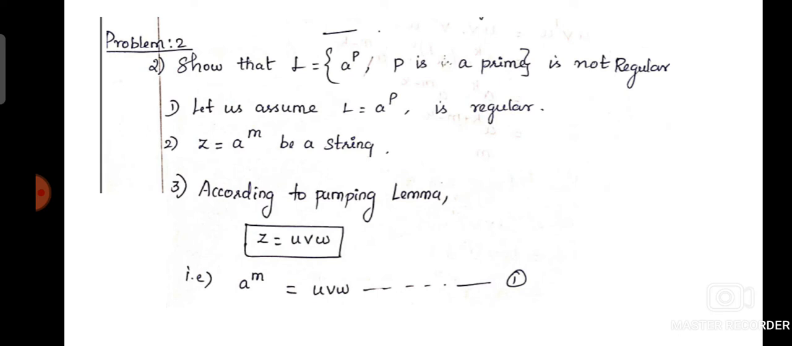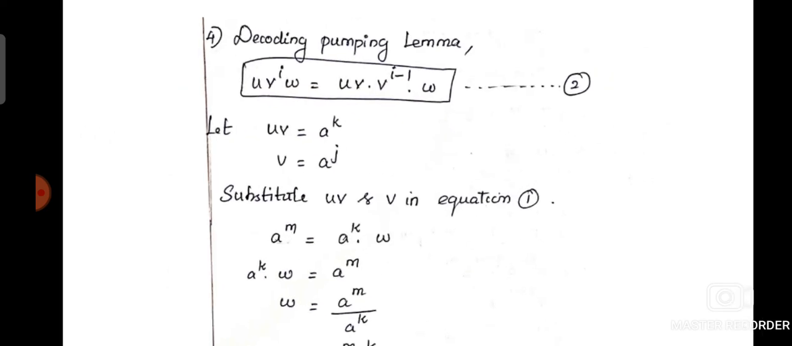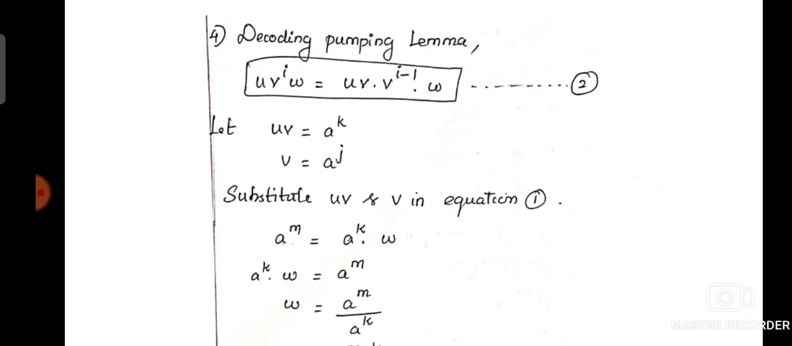Then we have to take one sample string as a power m. Then we have to write the pumping lemma equation, that is z equal to uvw. So a power m equal to uvw, that is equation number 1. Then, from the pumping lemma, we have to write another standard equation, that is u v^i w equal to uv dot v power (i minus 1) into w. This is equation number 2.